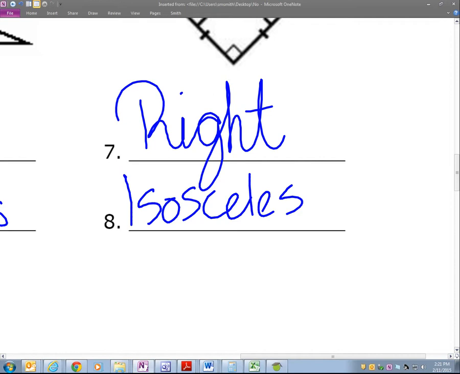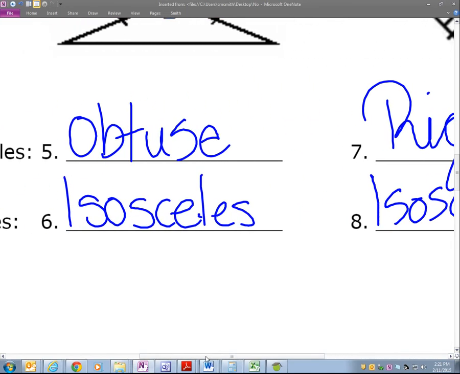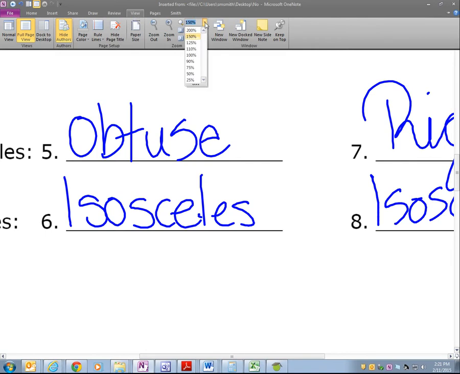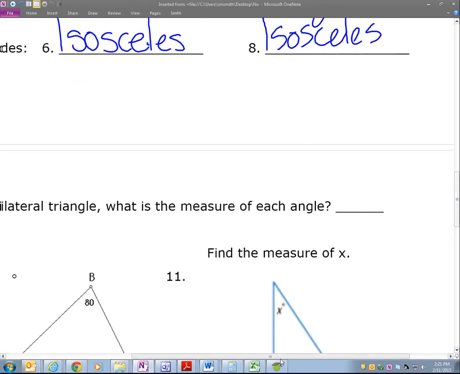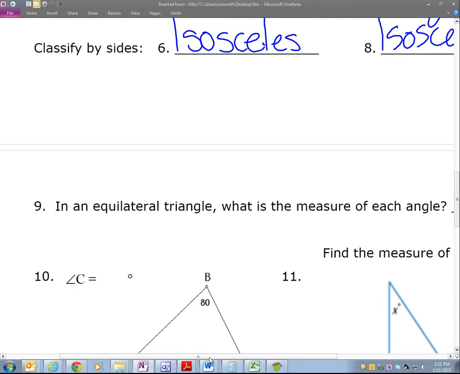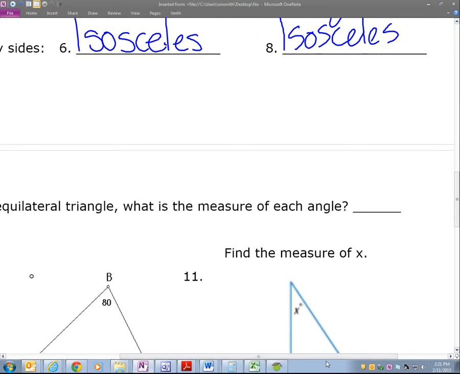About isosceles? Now we have this one to continue the notes. In an equilateral triangle, what is the measure of each angle? Can someone answer it algebraically?